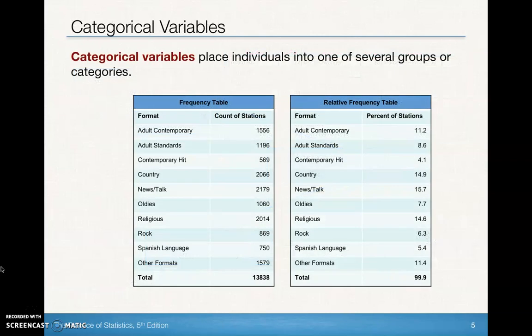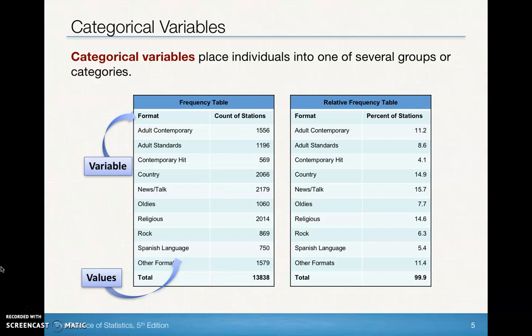So let's look into categorical variables a little more. That's where you have all of your people or your individuals into groups or categories. In this case, we've got a frequency table and a relative frequency table. A relative frequency table and frequency table are basically the same thing, except one has percents and one has the actual counts. In this example, you've got the format of a type of music and how many stations play that type of music.